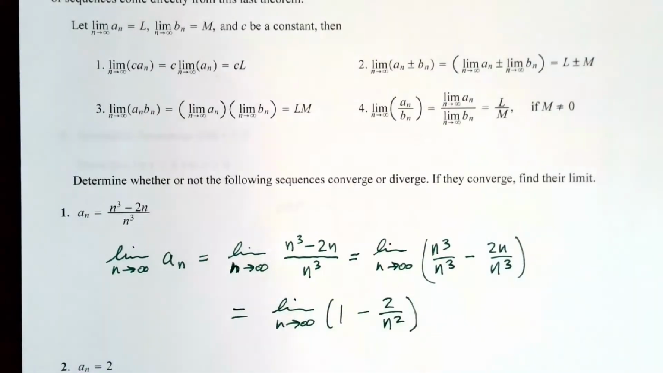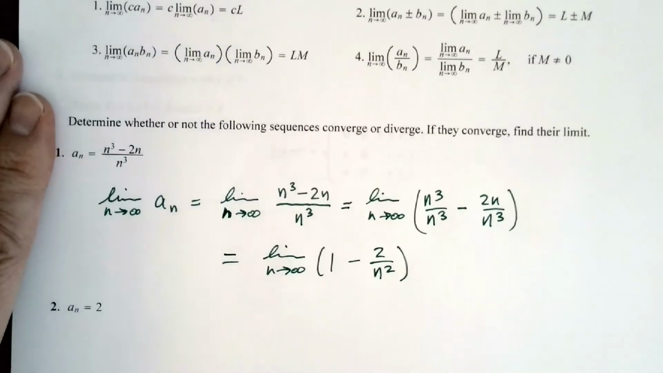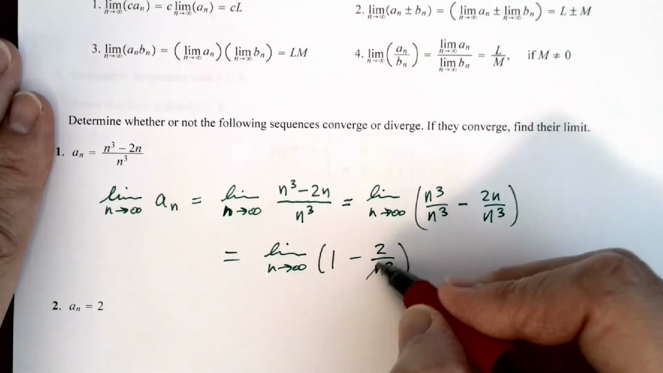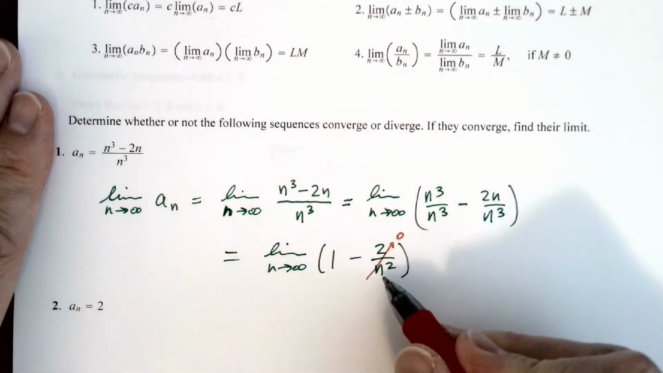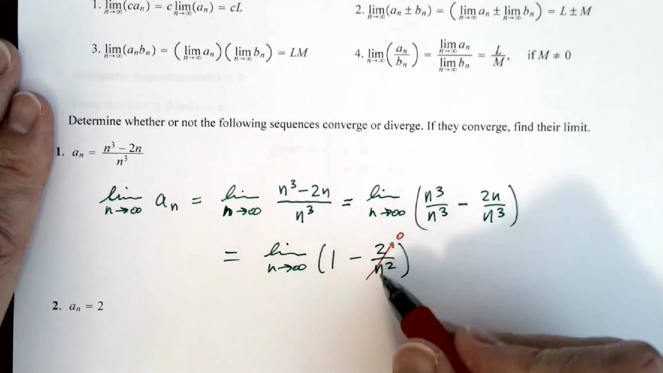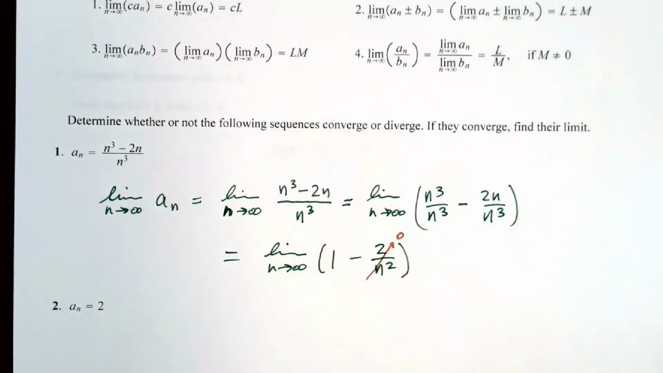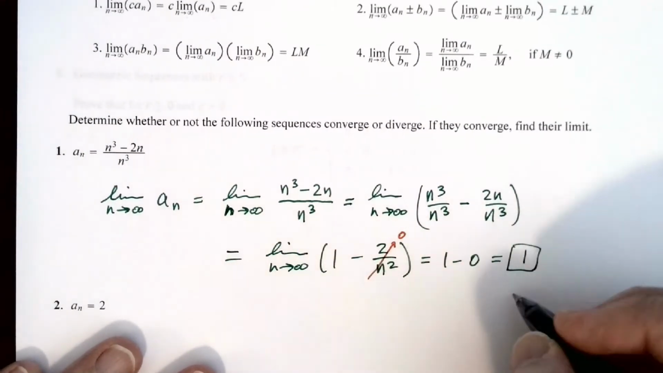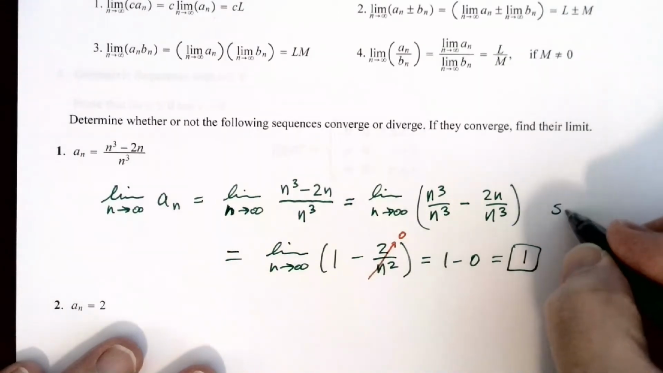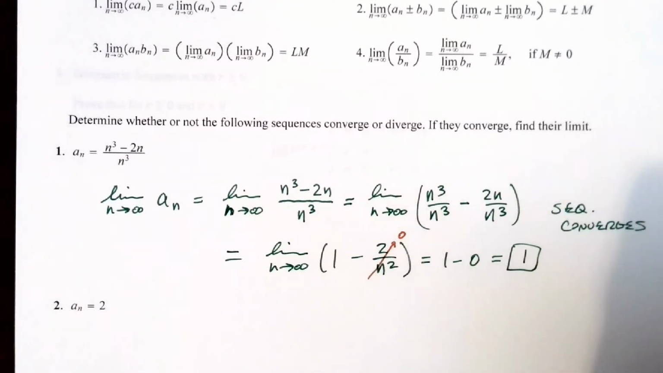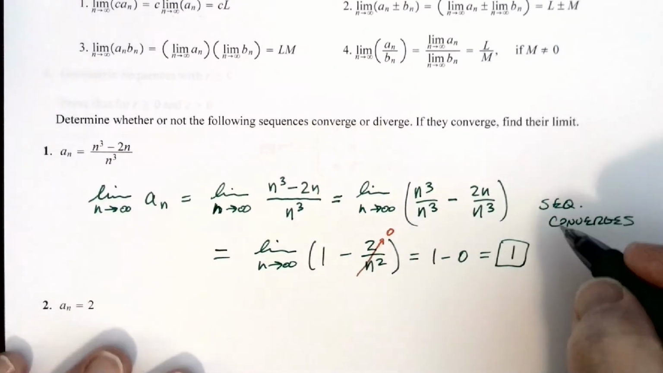Now what's going to happen as n gets bigger and bigger to this expression? The 1 is not going to change, but this other term is going to go to 0, because n squared is getting bigger while the 2 stays 2 every time. So 2 divided by larger and larger values gets closer and closer to 0. We say the limit is 0. And so this becomes 1 minus 0, which is 1. That's the limit of the sequence, and so the sequence converges, or the sequence is convergent.